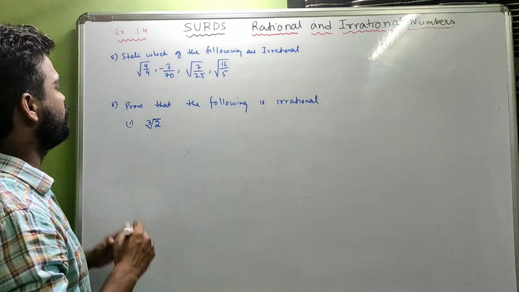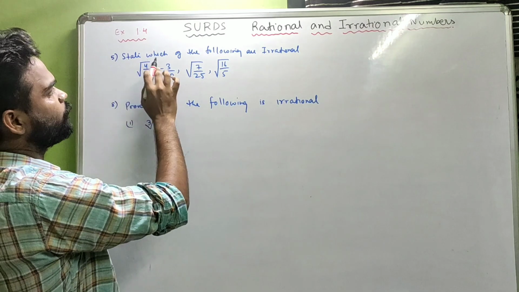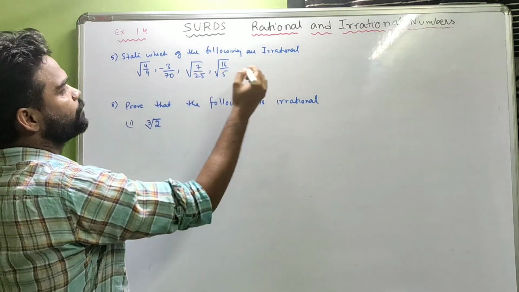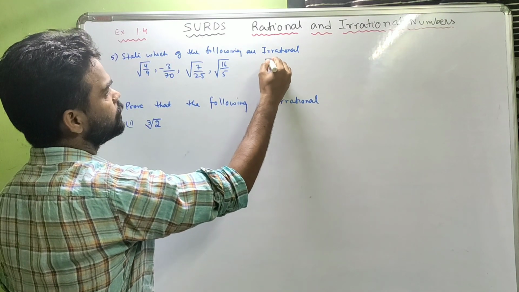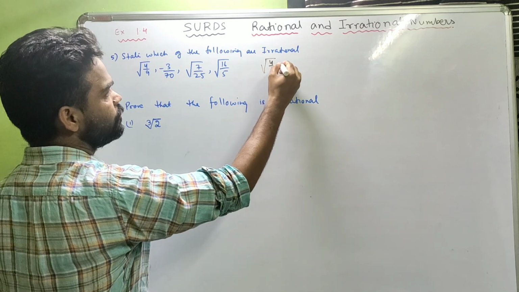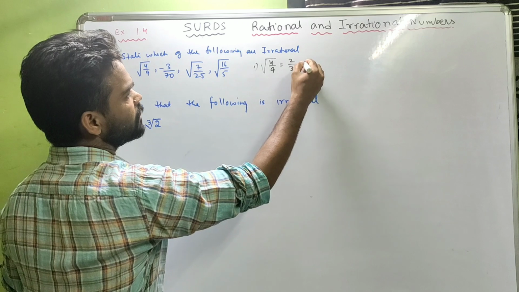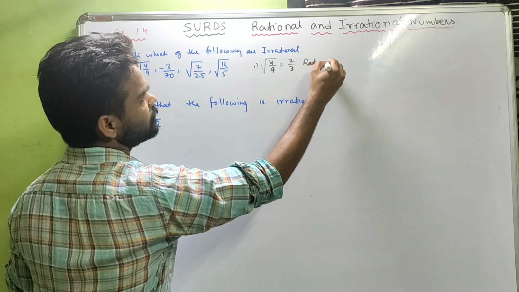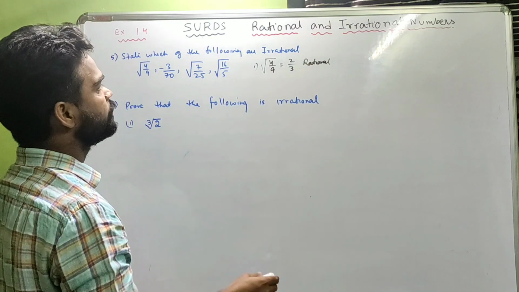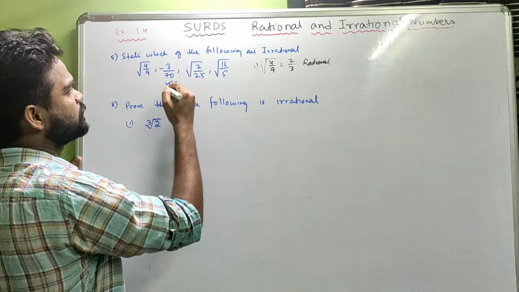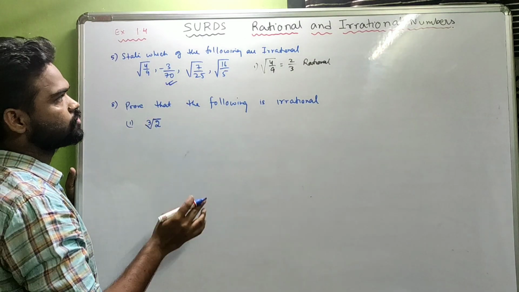Now let us look at the next sum. Now look at sum number 5. Pretty easy. State which of the following are irrational. Look at root 4 by 9. We know root of 4 is 2 by 3. So this is a rational number, isn't it? Of course a rational number. There's no doubt in this.